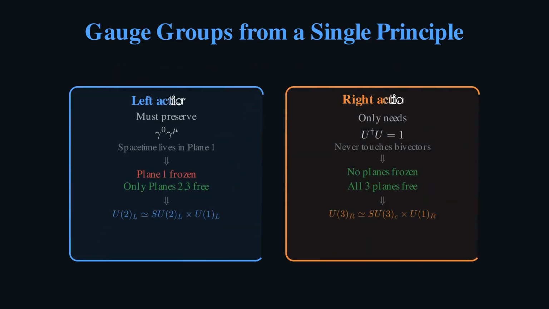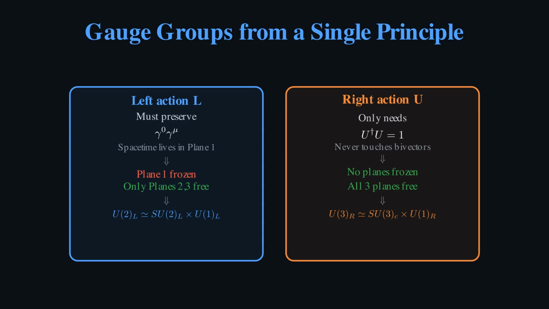Let's summarize the asymmetry. The left action must preserve the spacetime bivectors which live in plane 1. This freezes one direction out of 3, reducing U3 to U2, the electroweak group. The right action only needs unitarity. It never touches the bivectors, so all three planes remain free, giving the full U3, color plus hypercharge.